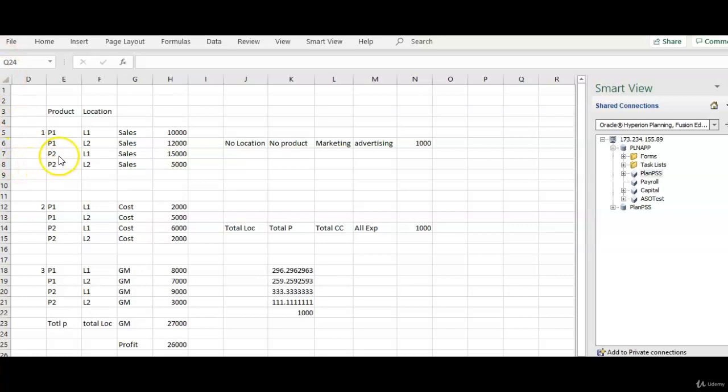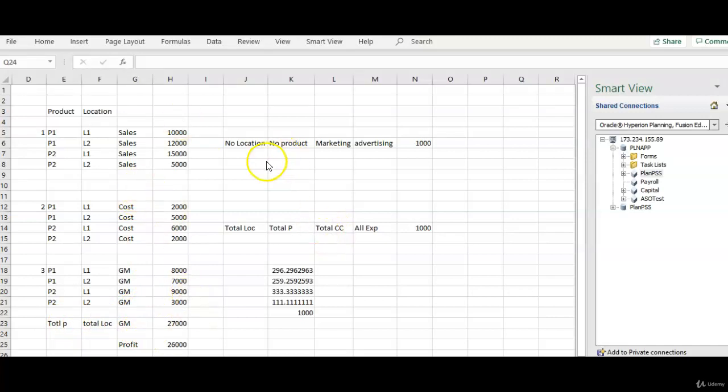I have taken two products and two locations. These products are manufactured at different locations. Product 1 at location 1, product 1 at location 2, and similarly product 2 at location 1 and location 2. So there are sales and cost of the materials. And finally, we can calculate gross margin. So the total products, total location, gross margin is shown.